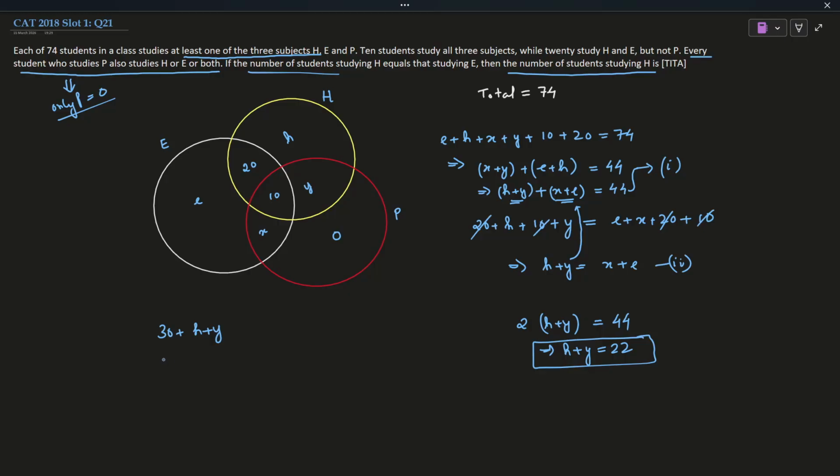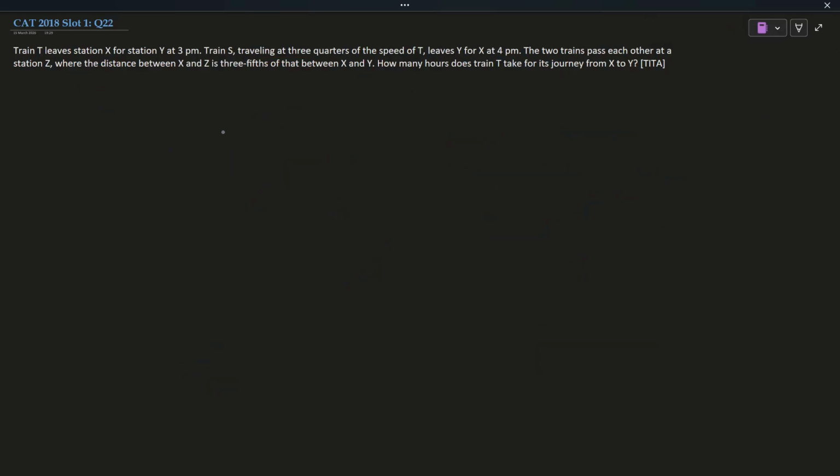So substitute 22 here. So 30 plus 22, which is 52. So the correct answer is 52. Type in the answer. So the correct answer is 52. A good question. Okay, let's move on to the last question for today, guys.